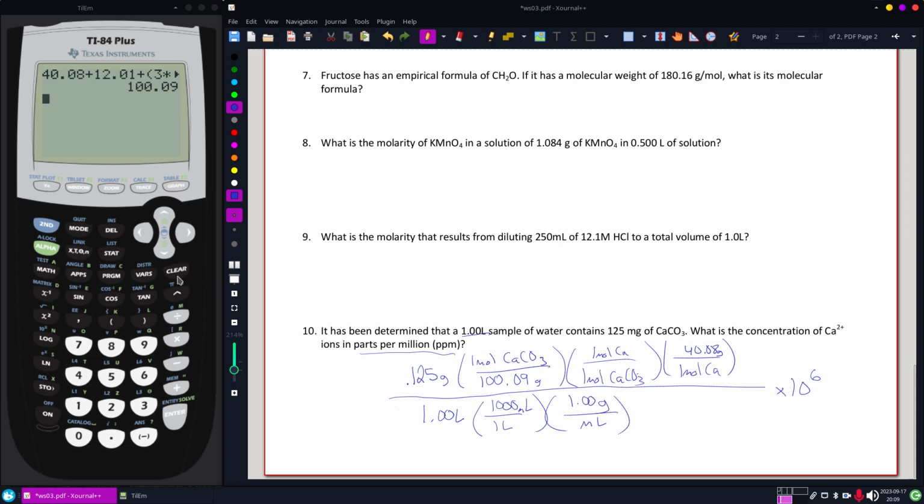So let's see what we get here. We have 0.125 divided by 100.09 times 40.08. So we have a very, very small amount of calcium actually in there. I'm going to divide that by 1 times 1,000 times 1, which would be grams per liter, and get a really, really, really small number, which I will then multiply by 1,000,000. And I get that this is approximately 50.1 parts per million.